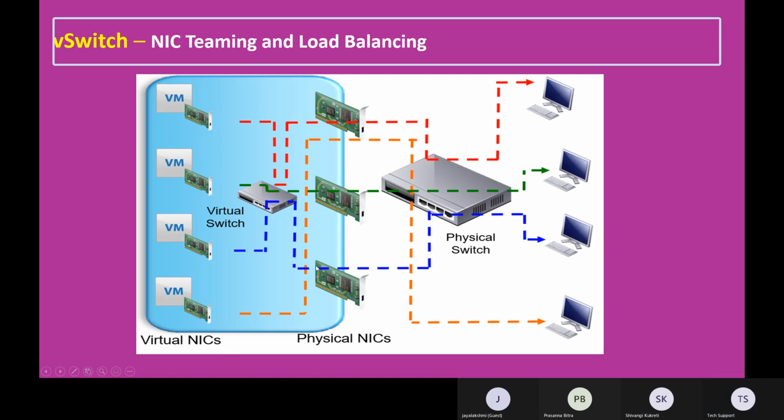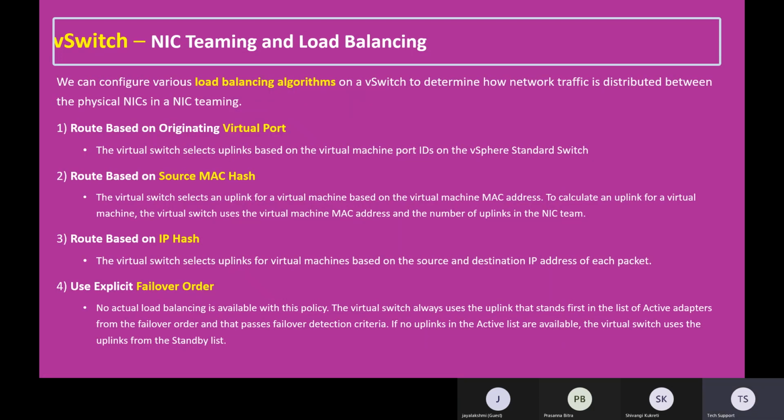And the route is also based on either the virtual NIC port, the vSwitch port, or any of the MAC addresses. In any of these ways it will balance the load. Now the same points, their description is here, NIC teaming and load balancing. We can configure various load balancing algorithms on the vSwitch to determine how network traffic is distributed between the physical NICs in NIC teaming. So how the traffic is distributed, that information we can verify from the load balancing algorithm.